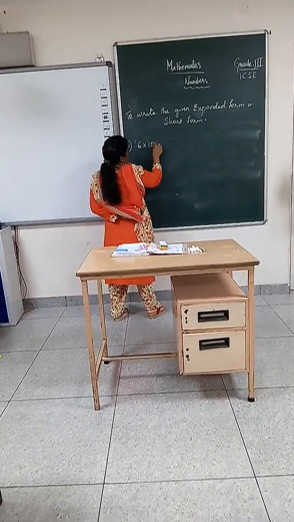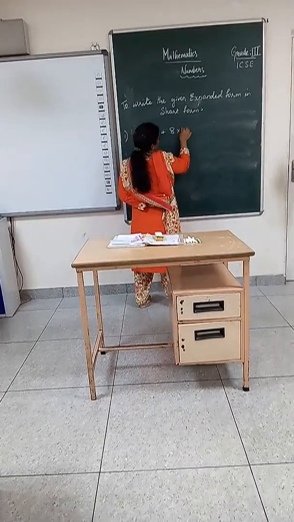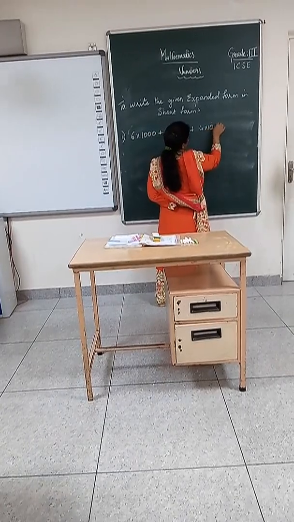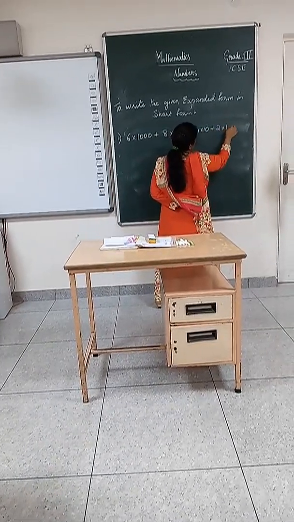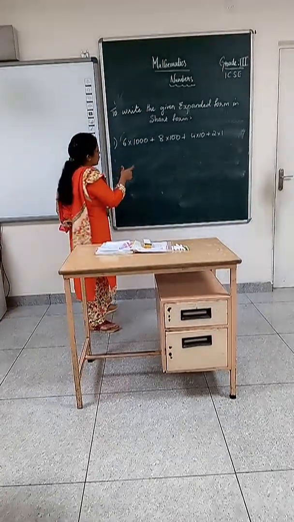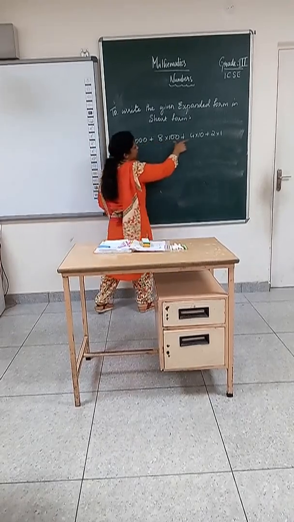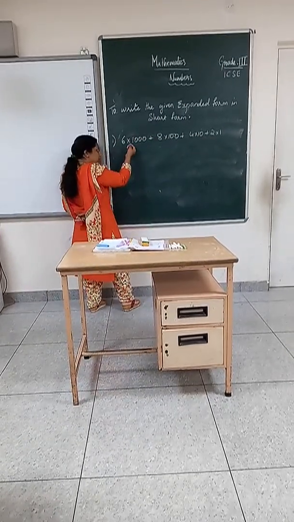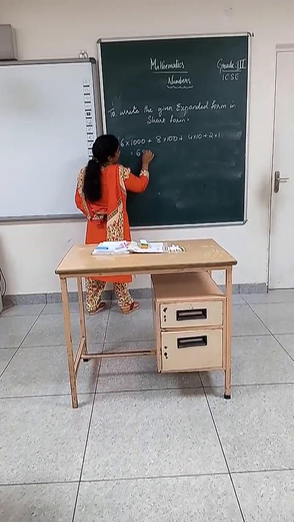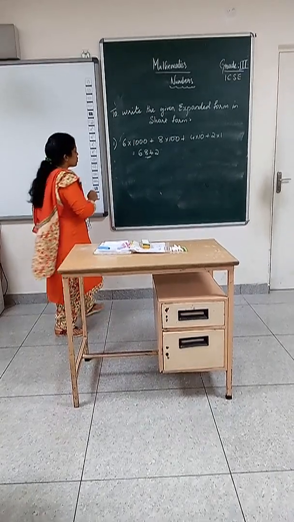6 into 1000 plus 8 into 100 plus 4 into 10 plus 2 into 1. So there you saw that it was given in words. Now here you can just see that it is given as the product of 1000, 100, tens and ones. So this also you can write it as 6,842. Okay. So one more.